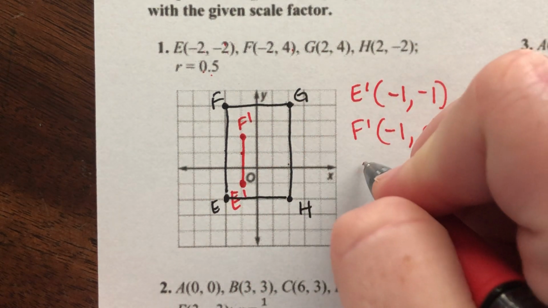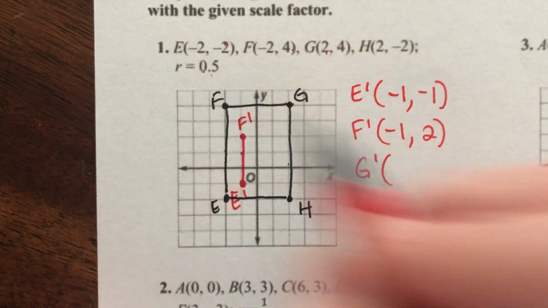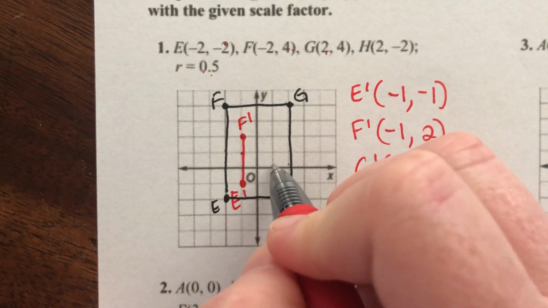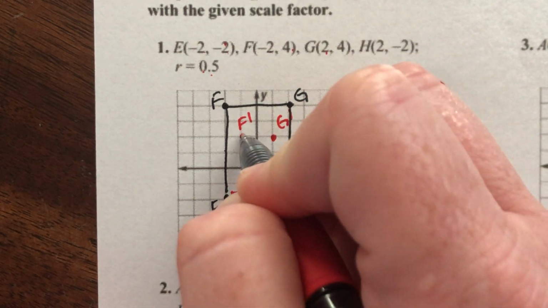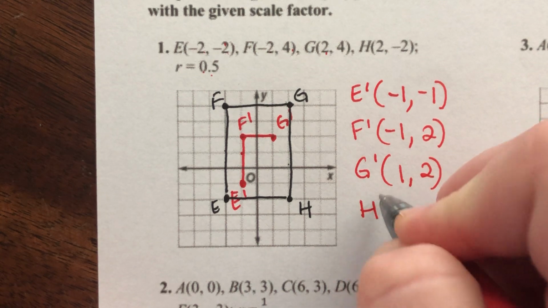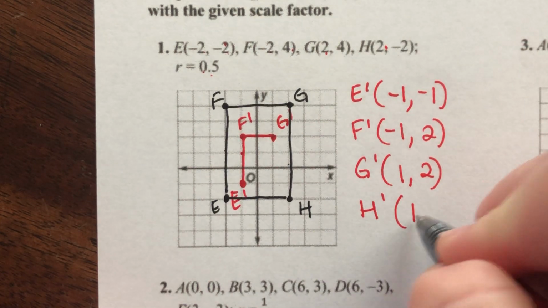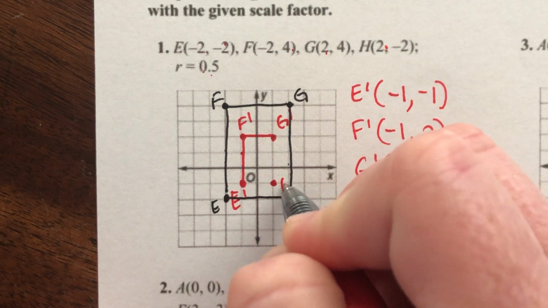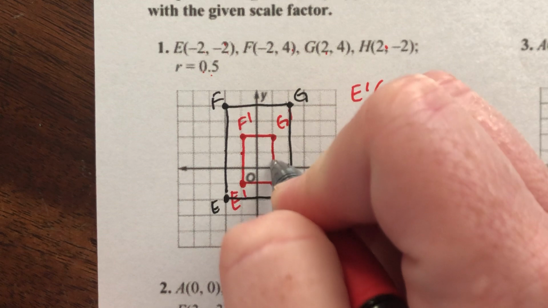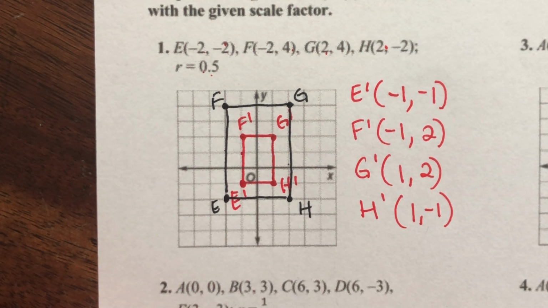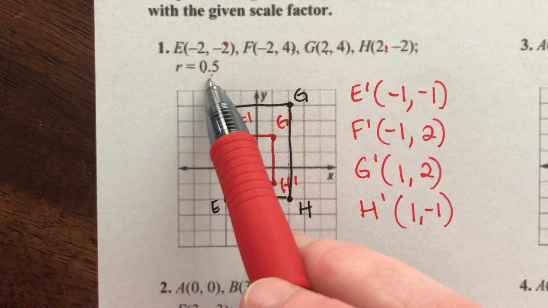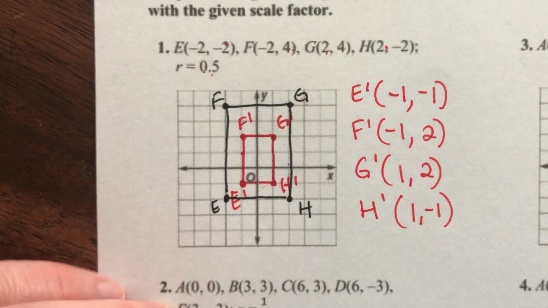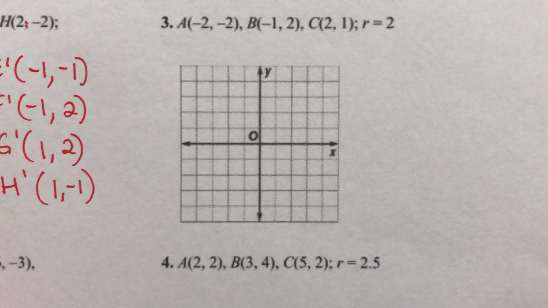And then G prime. 2 times 0.5 is 1, and 4 times 0.5 is 2. So I'm going to go over 1, up 2. There's G prime. And then lastly, H prime. 2 times 0.5 is 1, and -2 times 0.5 is -1. So over 1, down 1. H prime. So there's my new dilated image. This scale factor is less than 1, so I should have a reduction, and the red is smaller than the black, so I do. We only have 4 of these, so it should be super quick and easy.